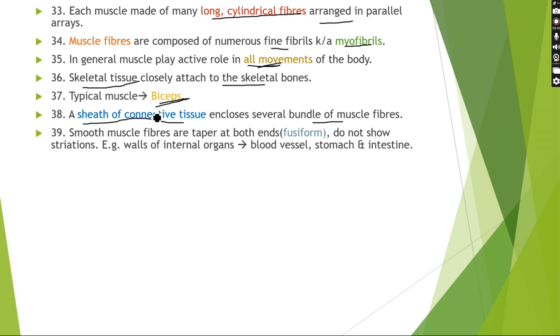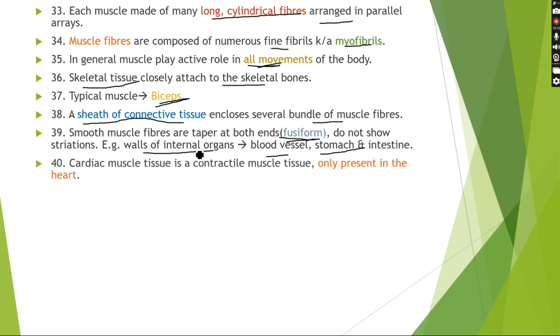Then our smooth muscle fiber are taper at the both end. इसे क्या और बोल सकते हैं, fusiform. Okay, so smooth muscle fiber are taper at both end, also known as fusiform, and they do not show any striations. Okay, example क्या है, wall of the internal organ. Okay, कहाँ पे पाया जाता है, walls of the internal organ like blood vessels, stomach and intestine. Smooth muscles है, involuntary muscle also.